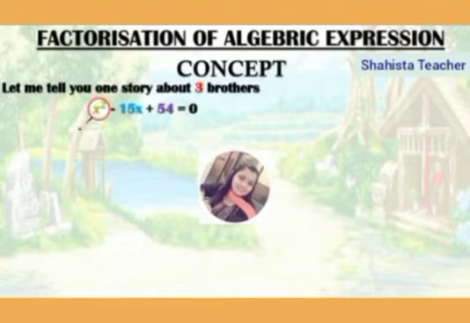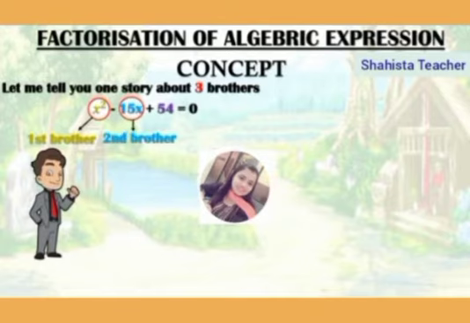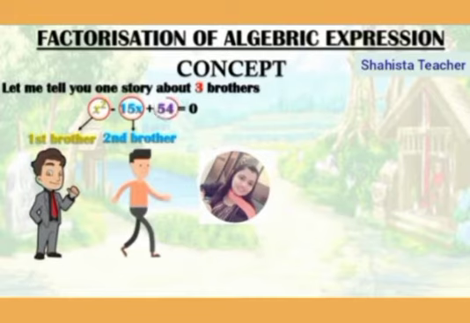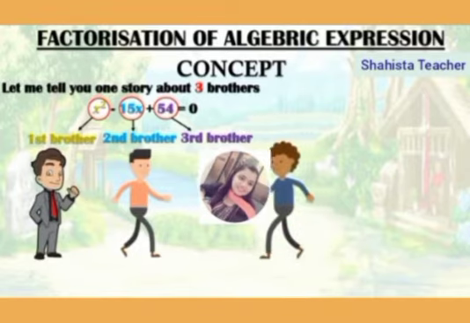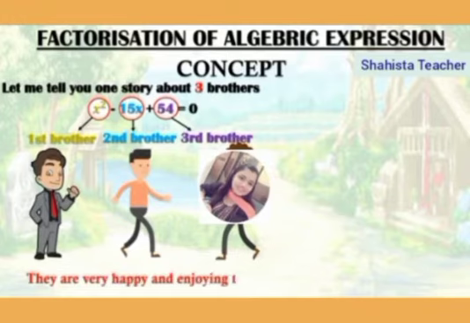Now, in this story, x square is the first brother. You can see here the entry of the first brother. Now, 15x is the second brother. Here you can see the entry of the second brother. And lastly, 54 is the third brother. In this picture, you can see the entry of the third brother. Now the third brother joined them. They live their life very happily, enjoying their life.